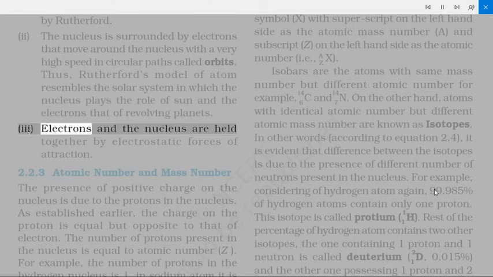3. Electrons and the nucleus are held together by electrostatic forces of attraction. 2.3 Atomic number and mass number.